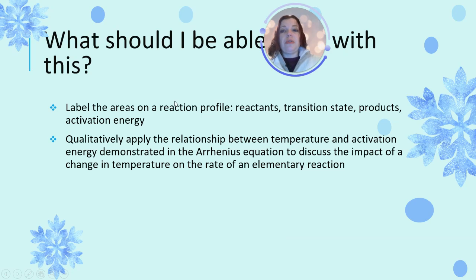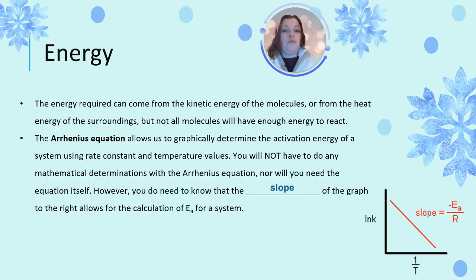So what should you be able to do with this? Label the areas on the reaction profile: the reactants, the transition state, the products, and the activation energy. You should qualitatively apply the relationship between temperature and activation energy, using the Arrhenius equation to demonstrate the impact of the change in temperature on the rate of an elementary reaction. So if we go back here, then you can see that relationship, right? As temperature increases, you can see what's going on here.